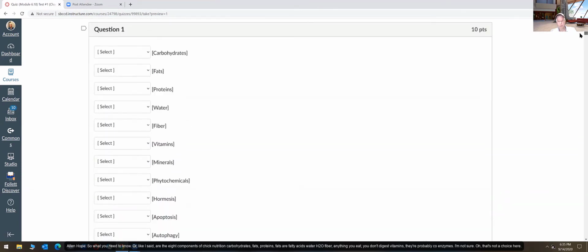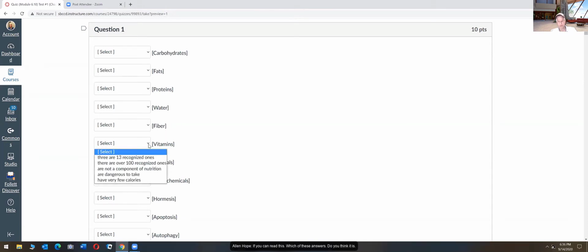So what you need to know are, like I said, the 8 components of nutrition: carbohydrates, fats, proteins. Fats are fatty acids. Water, H2O. Fiber, anything you eat that you don't digest. Vitamins, they're probably coenzymes, I'm not sure. Oh, well, that's not a choice here. If you can read this, which of these answers do you think it is? This one. There are 13. Remember, we mentioned that. But these are what you need to know. The 8 components of nutrition.